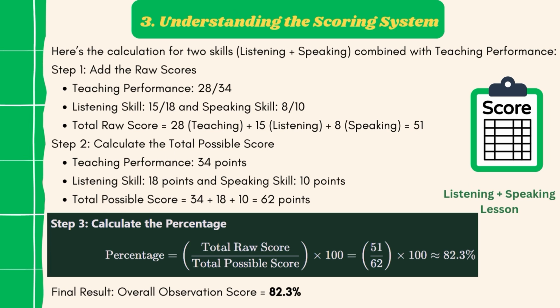Calculate the percentage: total raw score divided by total possible score times 100. So we take 51 divided by 62 times 100 almost equals 82.3%. Final result. Overall observation score equals 82.3%.